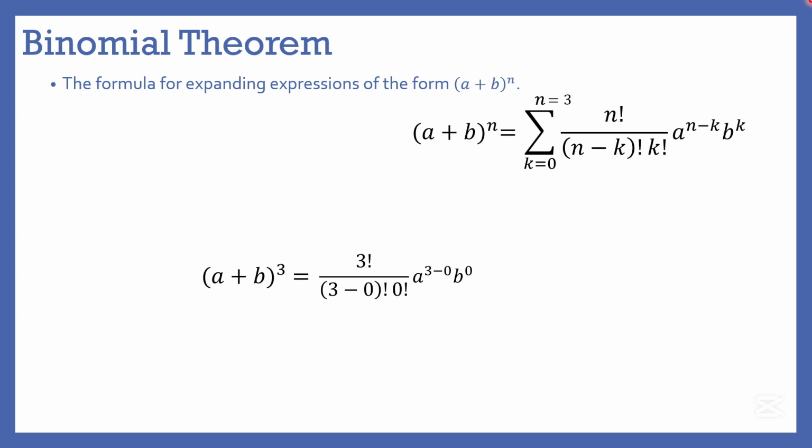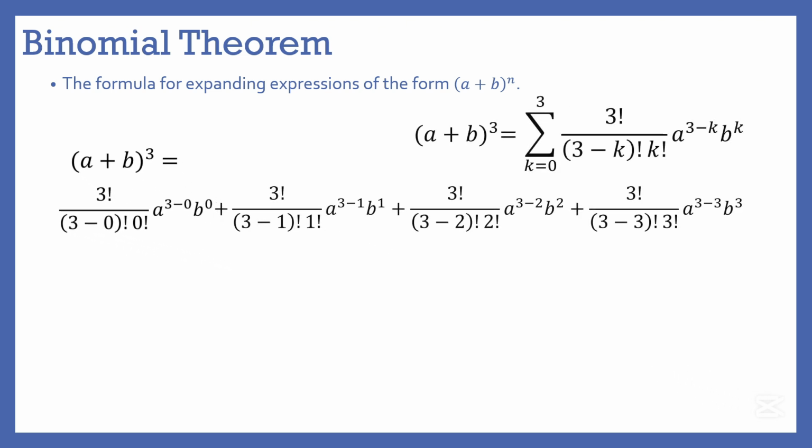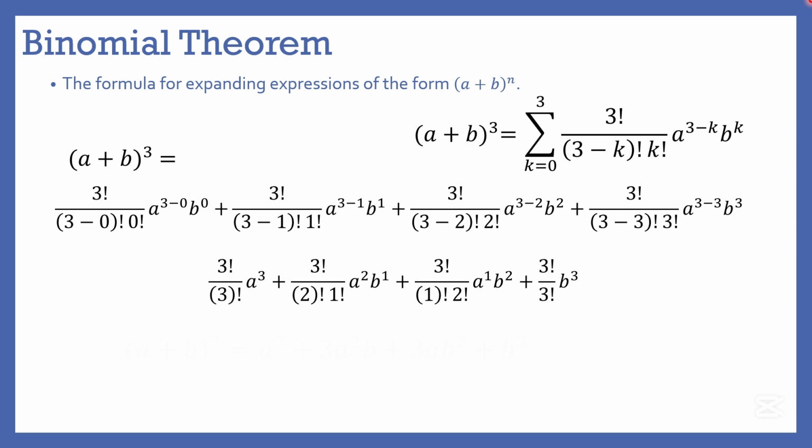We repeat this until the n term, and in this case 3. And when we simplify this, we will get the answer a cubed plus 3a squared b plus 3ab squared plus b cubed. This theorem is useful in combinatorics, probability, and algebra. For instance, calculating probabilities involving multiple independent events.